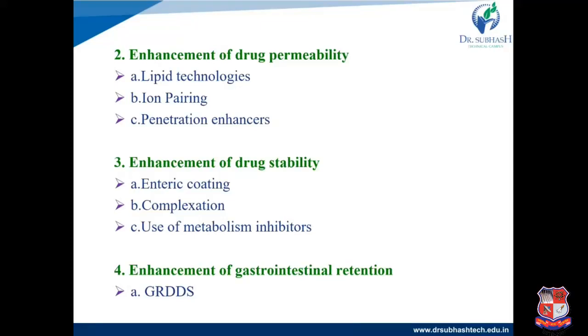Complexation. That technique is used to increase the stability of the drug in the GI tract, complexed with a complexing agent. Use of metabolism inhibitors, which can selectively inhibit any of the contributing processes, would result in an increase in fractional absorption and increase in bioavailability.